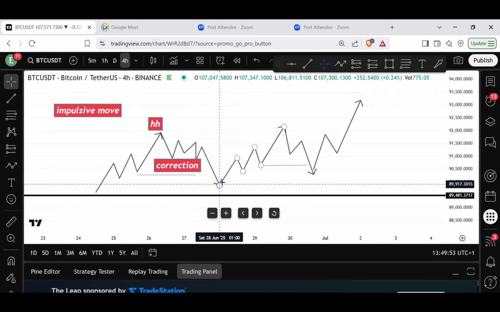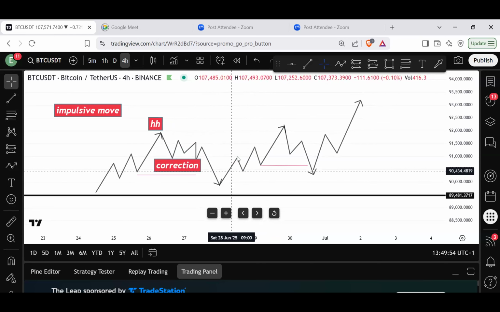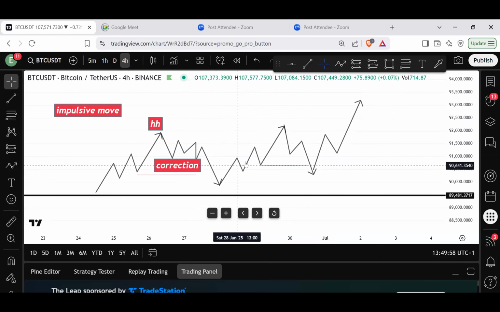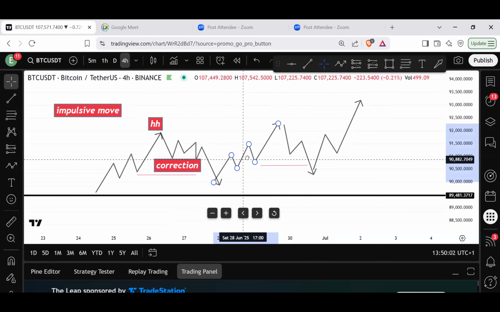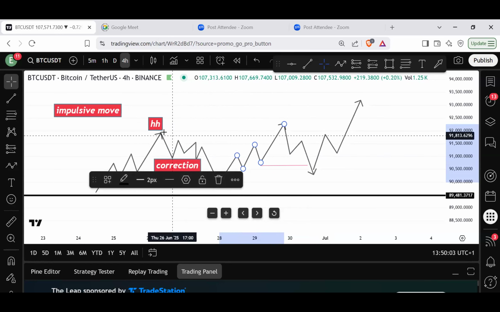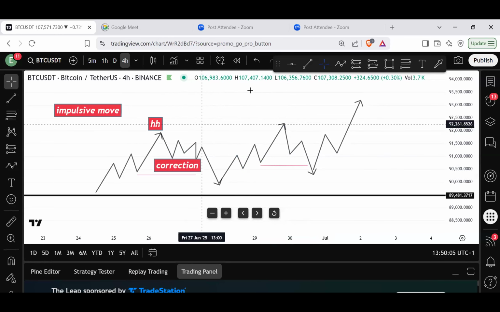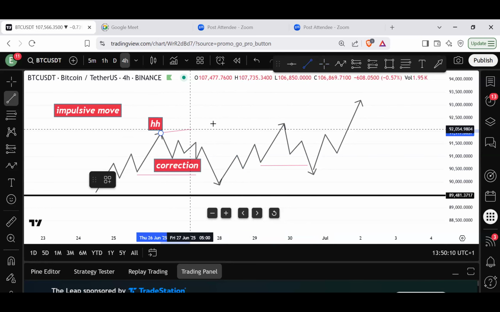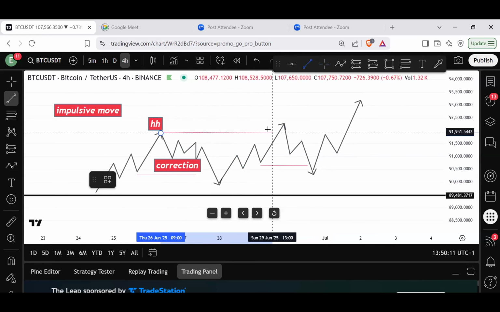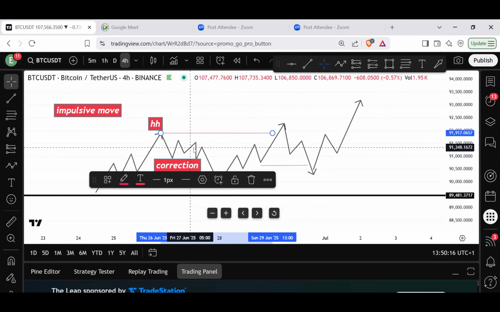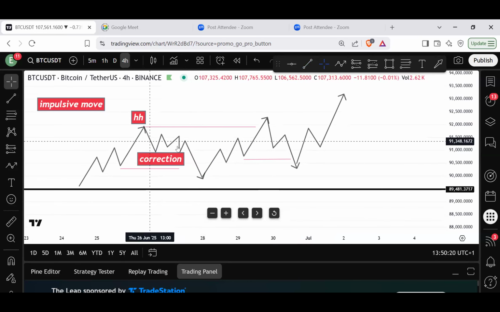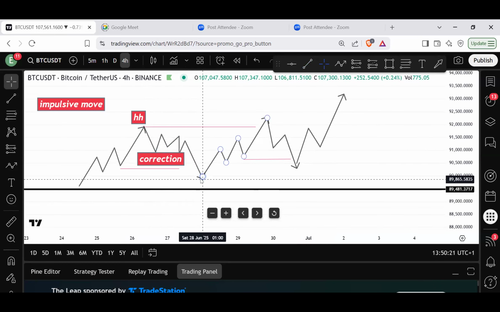You will still not know if the correction has ended until this second impulse goes higher than this first impulse. Once it goes higher than this, that's when you know that the impulse has ended. The impulse started again, so that's when you know that this first correction has ended.